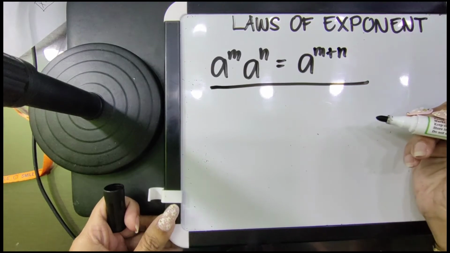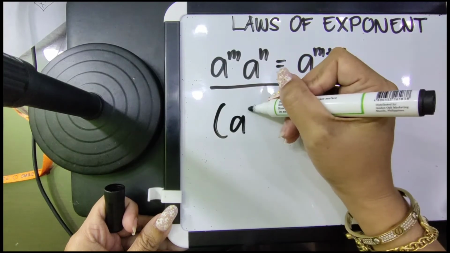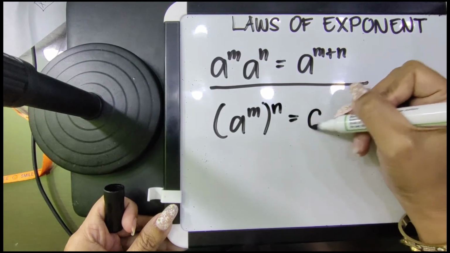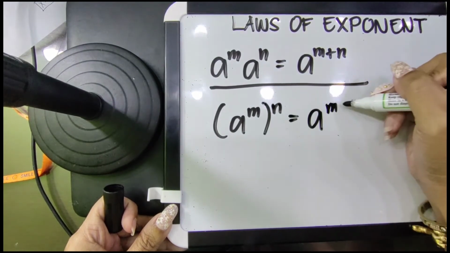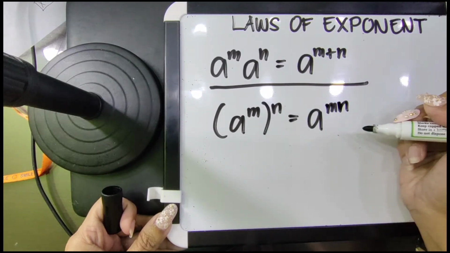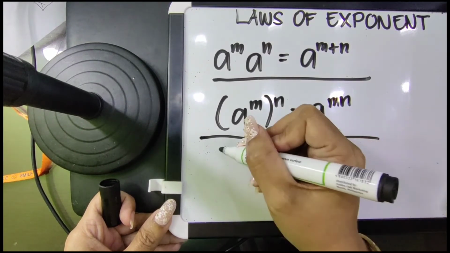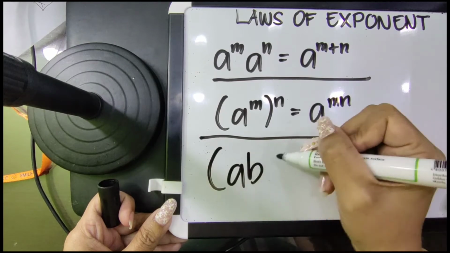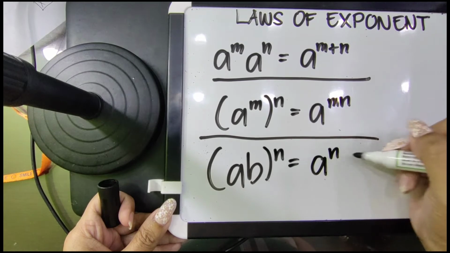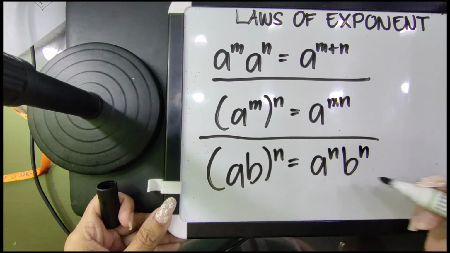Next, we have also the power of a power rule. This is how it looks. A raised to m, raised to n, is equal to a raised to m times n. That is the power of a power rule. We have also the power of a product rule. This is how it looks. A times b raised to n is equal to a raised to n times b raised to n. That is the power of a product rule.